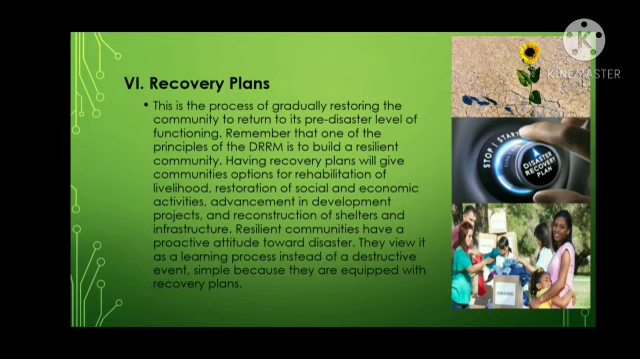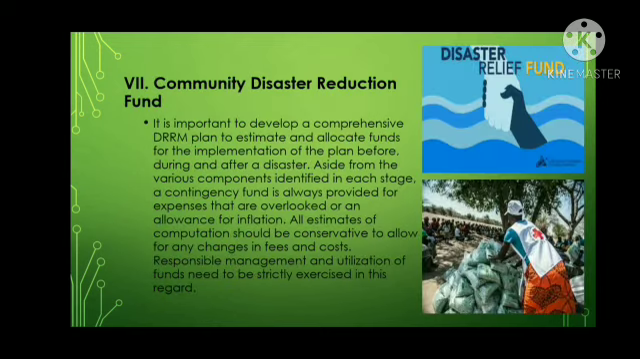Next, we have the Community Disaster Reduction Plan. This is important to develop a comprehensive DRRM plan to estimate and allocate funds for the implementation of the plan before and during and after a disaster. Aside from various components identified in each stage, a contingency fund is always provided for expenses that are overlooked or an allowance for inflation. All estimates of computation should be conservative to allow for any changes in fees and costs. Responsible management and utilization of funds need to be strictly exercised in this regard.